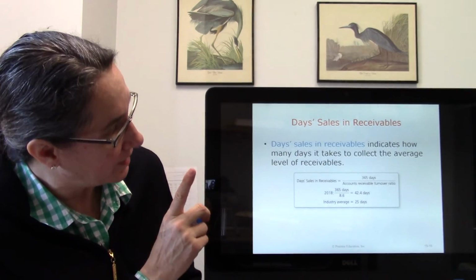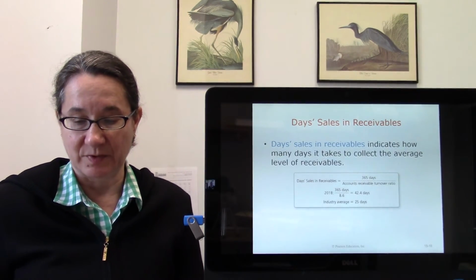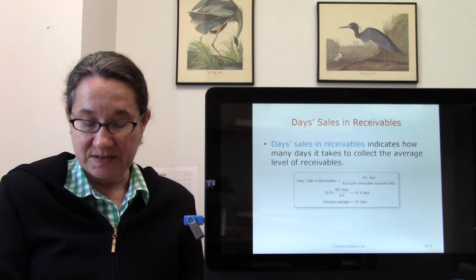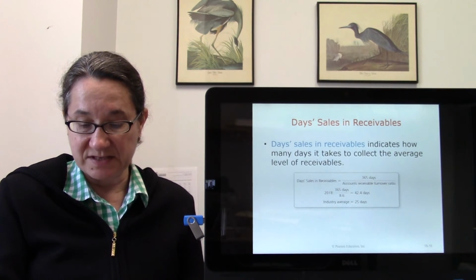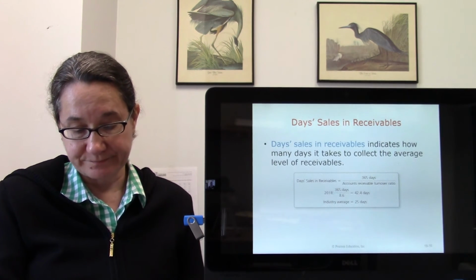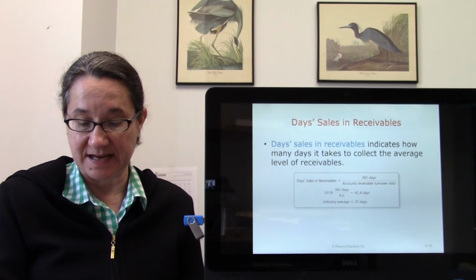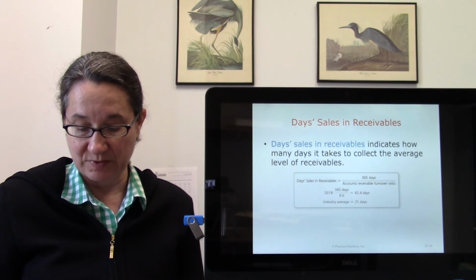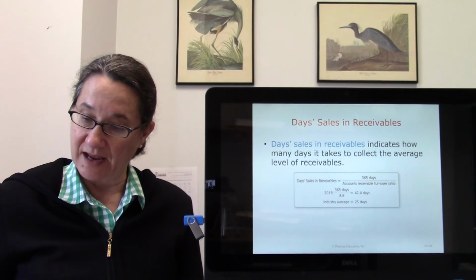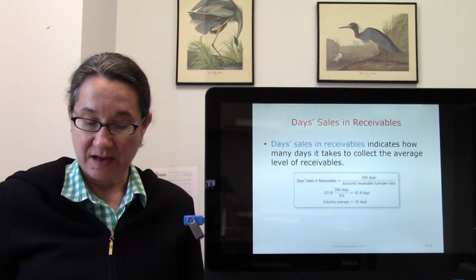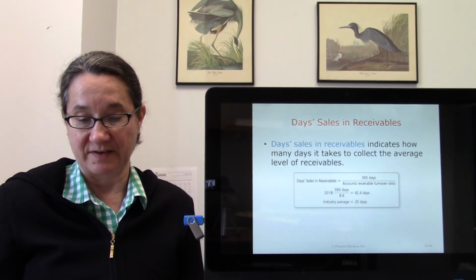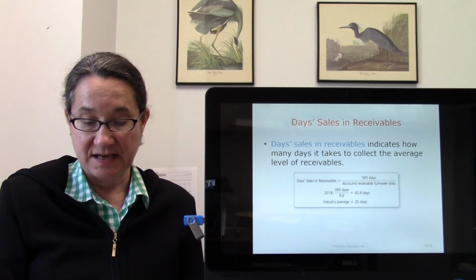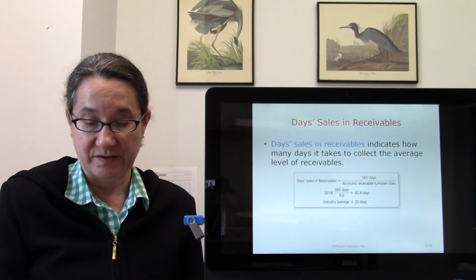And finally, we have days sales in receivables. So it's kind of the same idea. It's the ratio of average net accounts receivable to 1 day sales. The ratio tells how many days it takes to collect the average level of receivables. So you take that accounts receivable turnover ratio that we just calculated, and you divide it into 365 days. So 365 days divided by 8.6 equals 42.4 days.